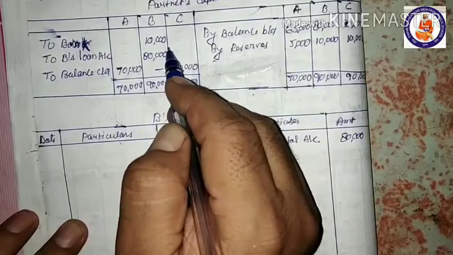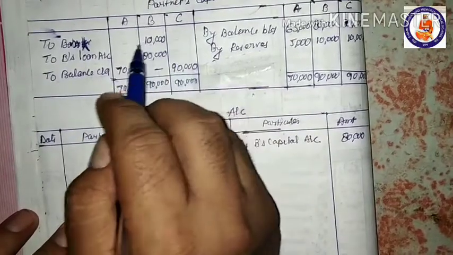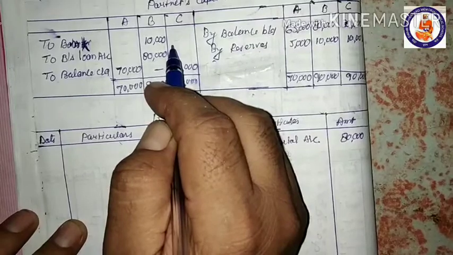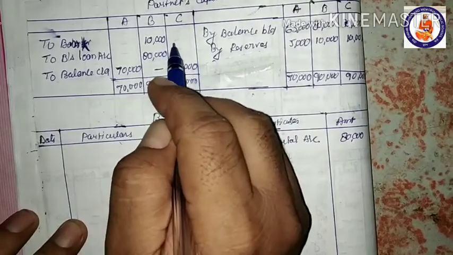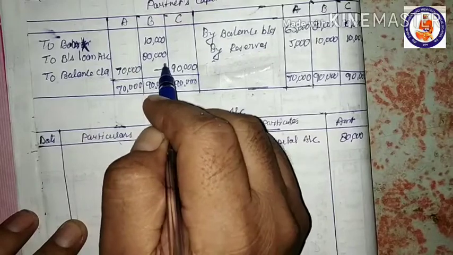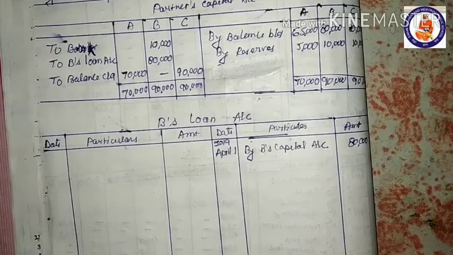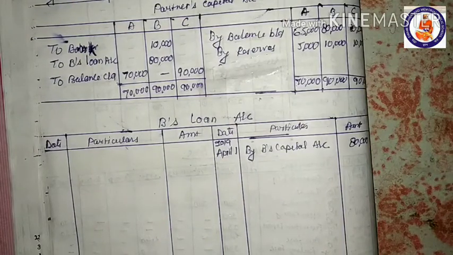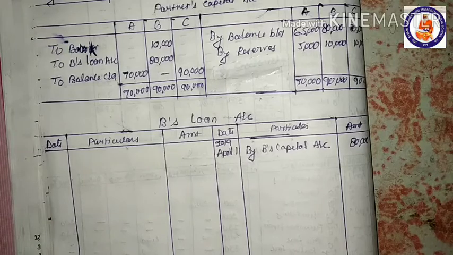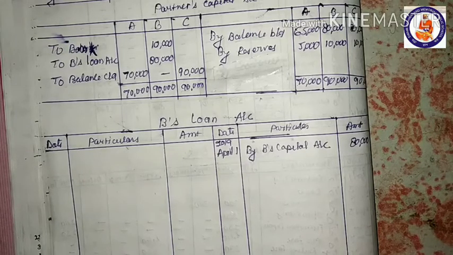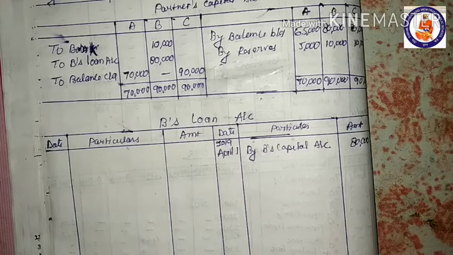Out of that, what if it is there in the question that 10,000 is paid to him by check, and the remaining 80,000 is to be paid to him in two equal yearly installments, on which he will be paid interest of 10% per annum yearly.